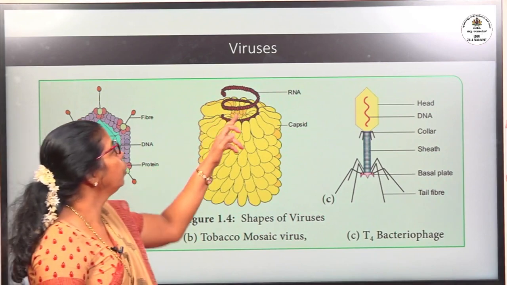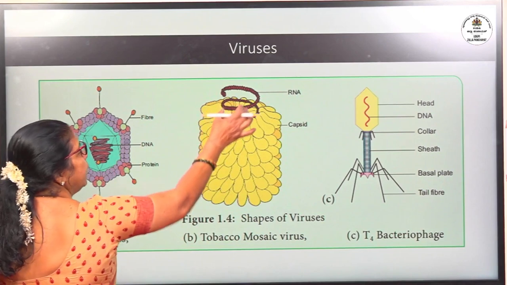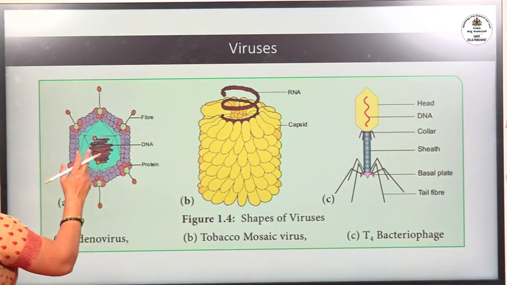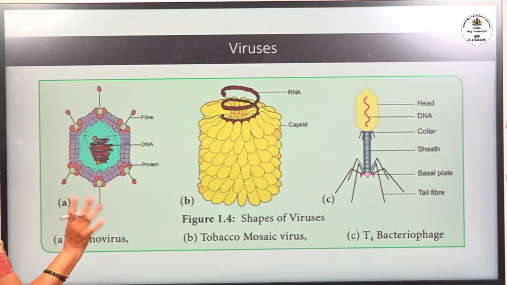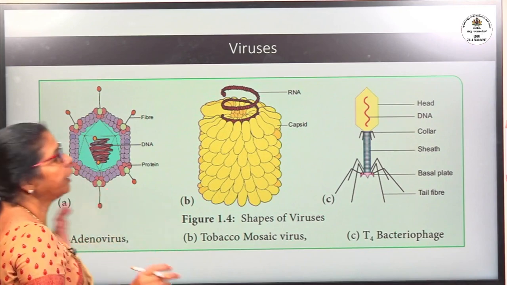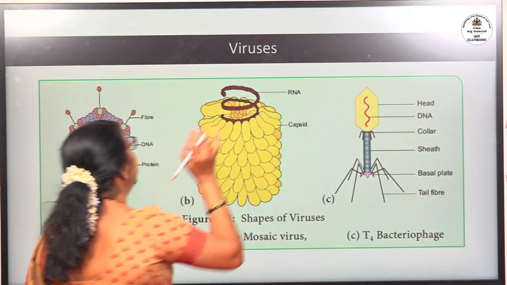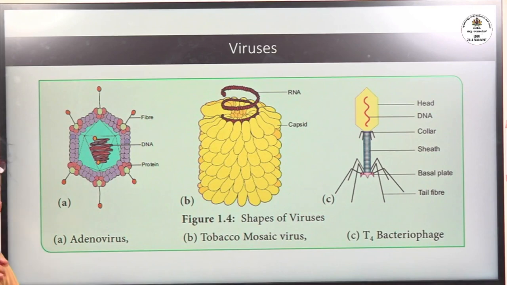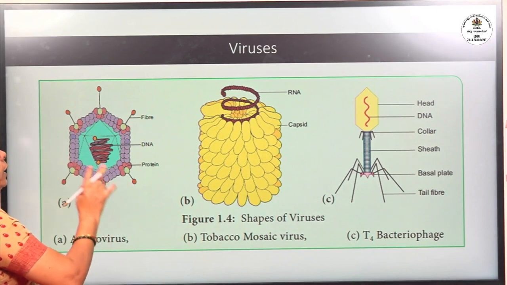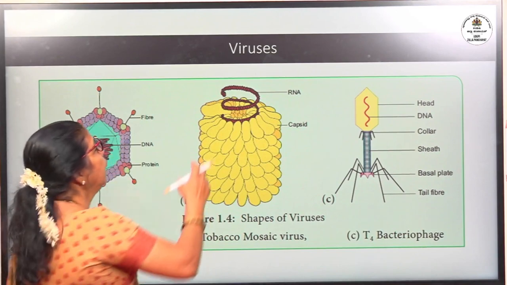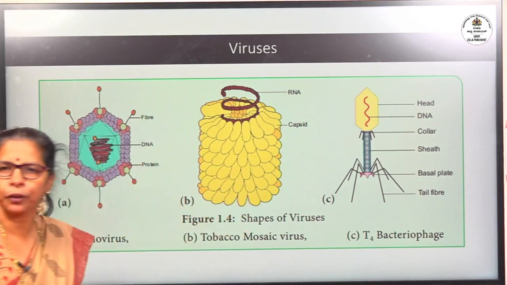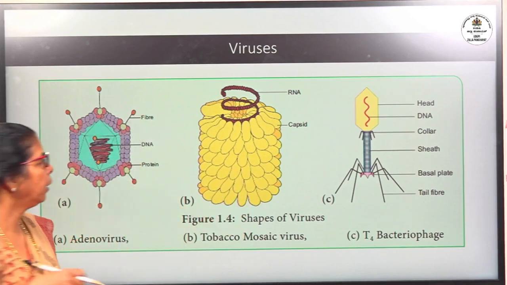Based on the nucleic acid, they have a central cylinder. There is no nucleus, only genetic material at the core. So there is a central cylinder of genetic material, DNA or RNA, not both. Either DNA or RNA is present in the center, which is enveloped by a large number of proteins. Protein is present around it.